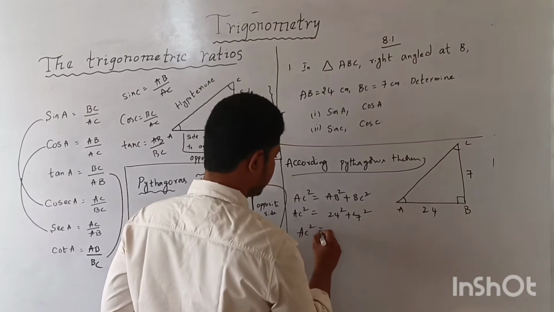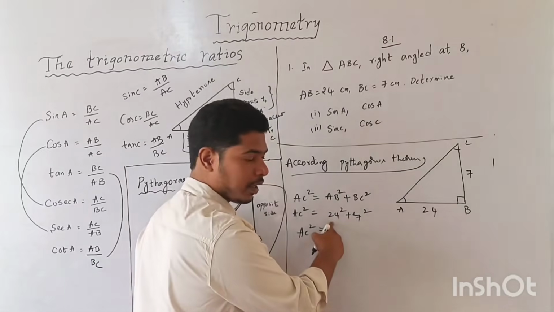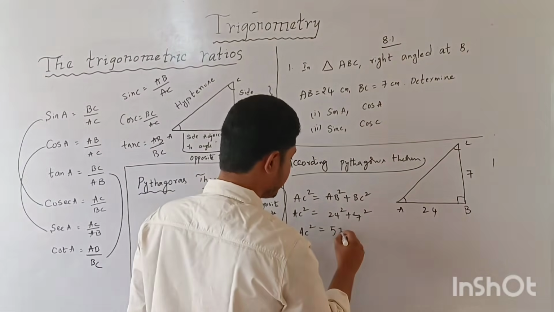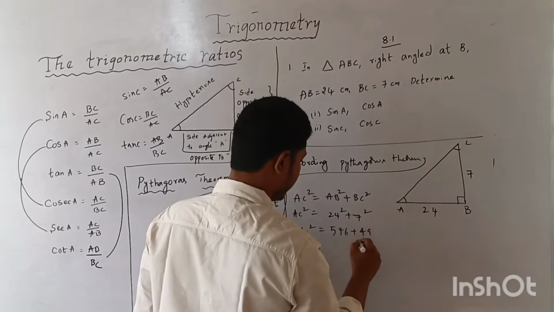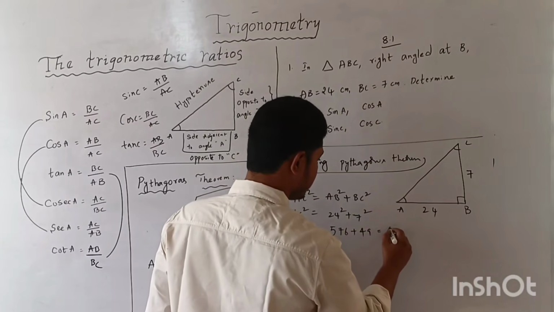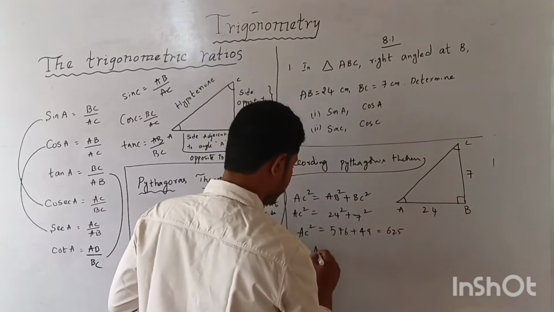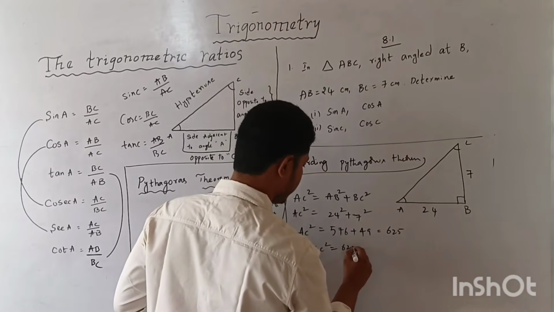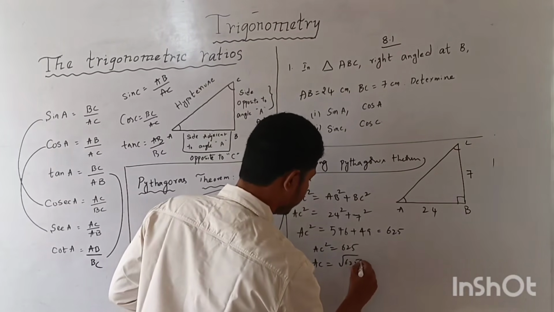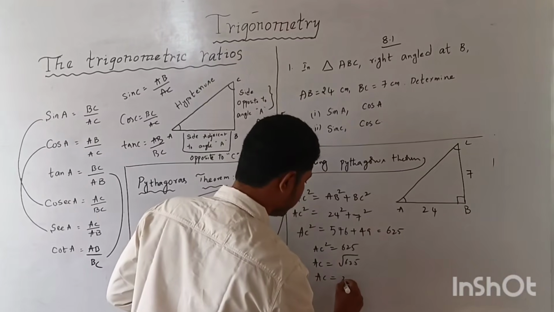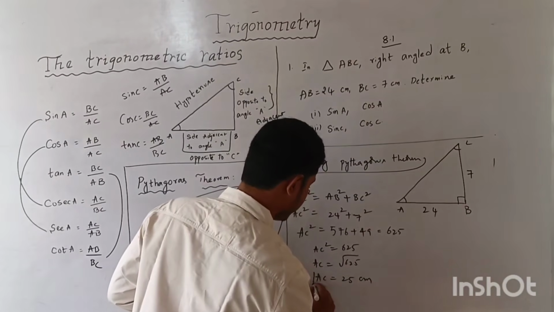That is, AC square is equal to, what is 24 square? 24 square is 576. What is 7 square? 7 square is 49. What about this sum? This sum is 625. AC square is equal to 625. AC is equal to root of 625. Therefore, AC is equal to 25 centimeters.